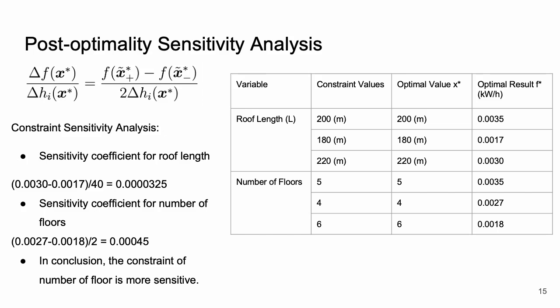The original value is 5 floors. And then we tried with 4 and 6 floors here. And based on our equation, the sensitivity coefficient for number of floors is 0.00045. So in conclusion, the constraint of number of floors is more sensitive.